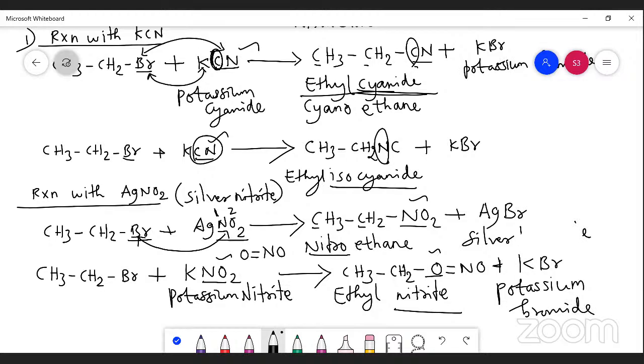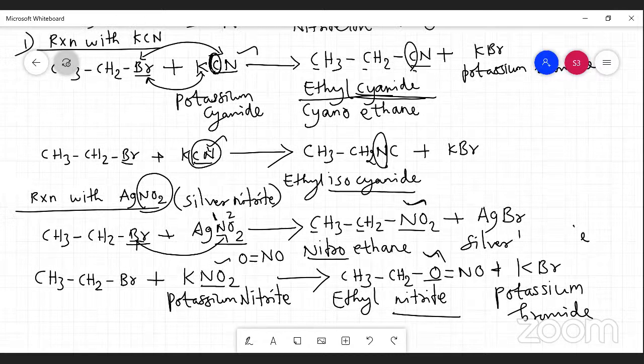Now we are seeing this with the ambident ligand. In an ambident ligand, the attachment of the nucleophile is different. The nucleophile is the same, CN minus, but in the first reaction carbon is attached, and in the second reaction nitrogen is attached. In the same way, with nitrite as an ambident nucleophile, in the first reaction nitrogen is attached, and in the second reaction oxygen is attached. So this is called an ambident nucleophile reaction. And next we are going to see another reaction.